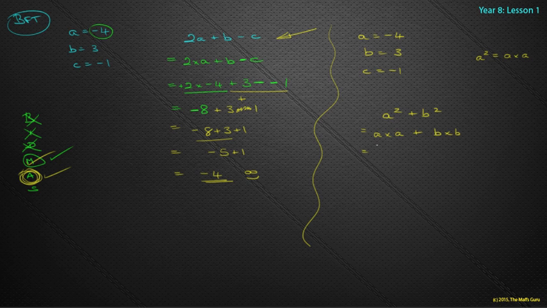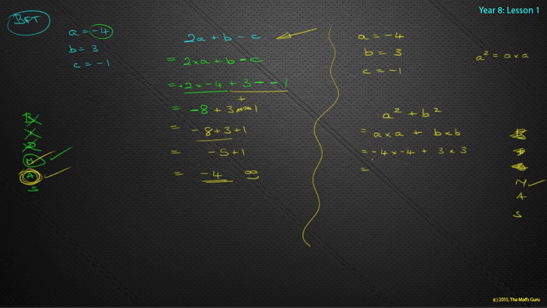Well, do I know what the value of A is? Yep, they've told me. So it's minus 4 times minus 4 plus 3 times 3. And that looks horrible, but it's okay because we've got BIDMAS. Is there any brackets? No. Are there any indices? No, because I've just got rid of them. Division? No. Multiplication? Absolutely, there's 2 lots.